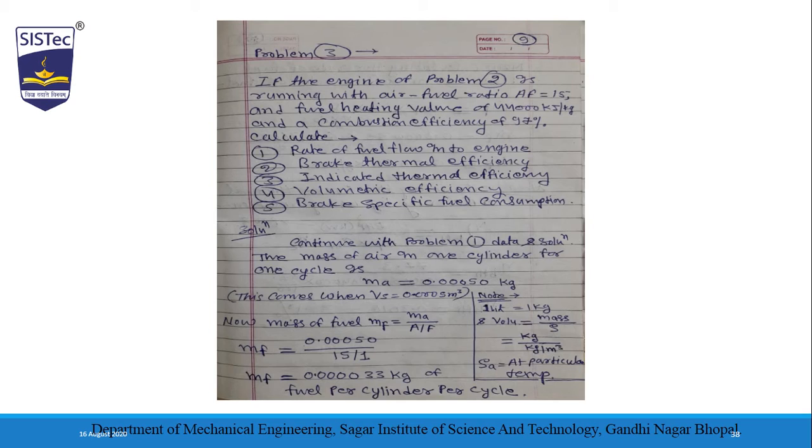In brackets you can see 1 liter is equal to 1 kg, and volume is the mass divided by density. The unit of mass is kg and the unit of density is kg per meter cube, and the density of air is always taken at a standard particular temperature.